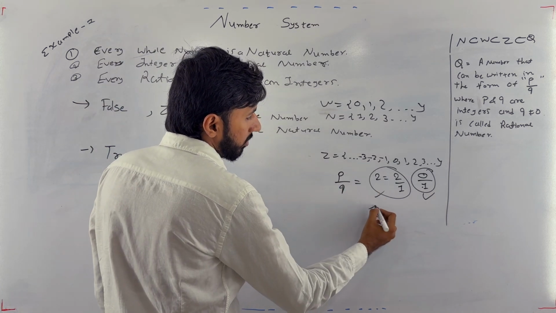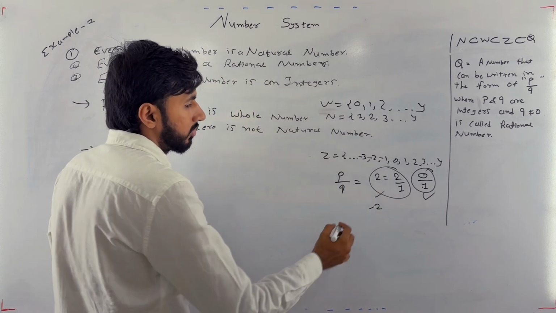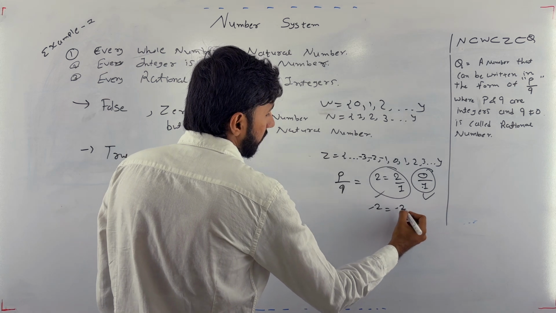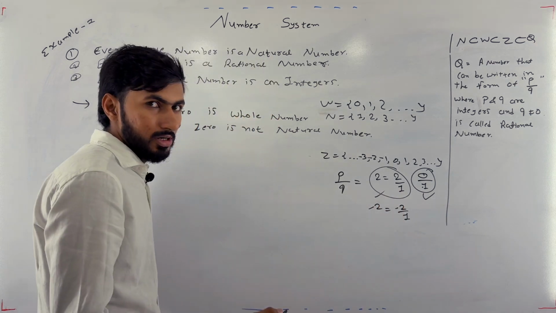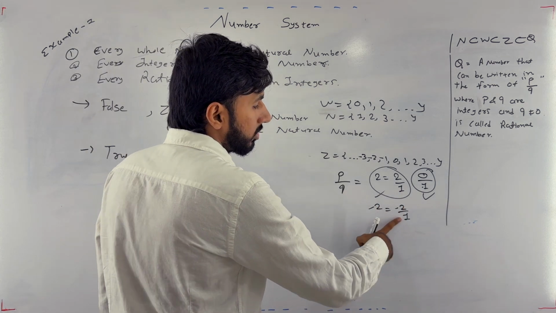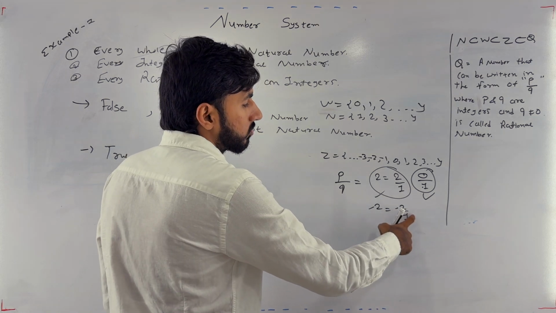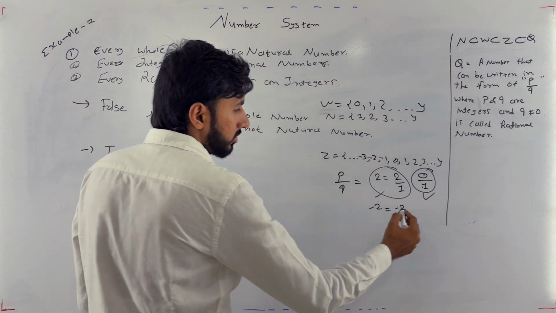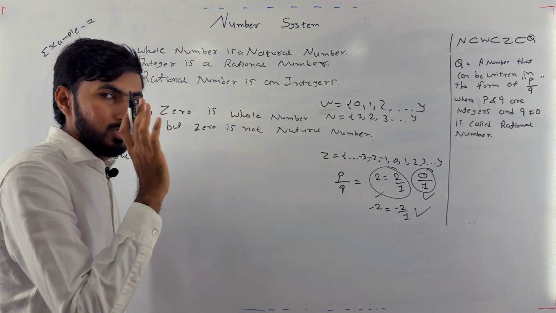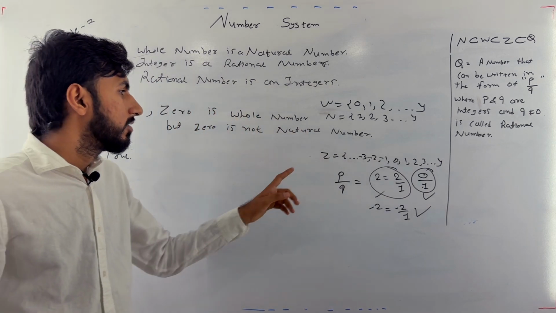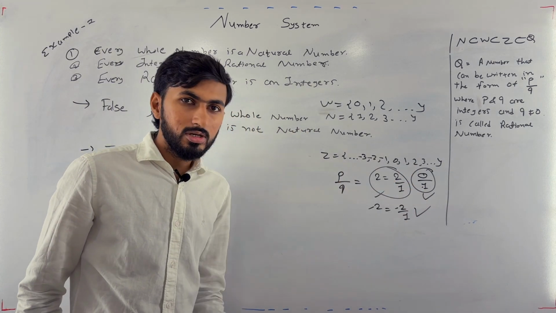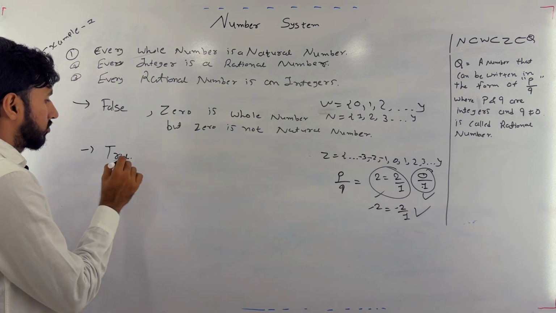Now for a negative number, like I am writing -2. So -2 I can represent as -2 by 1. Here the denominator is not 0, it is 1, and it is also in the form of p by q. So this is also a rational number. So in this way we can represent any integer as a rational number. So the statement is true.